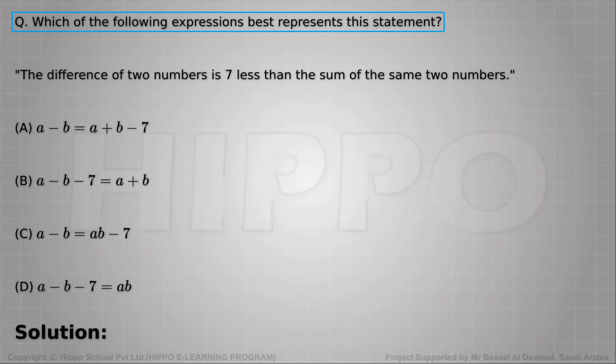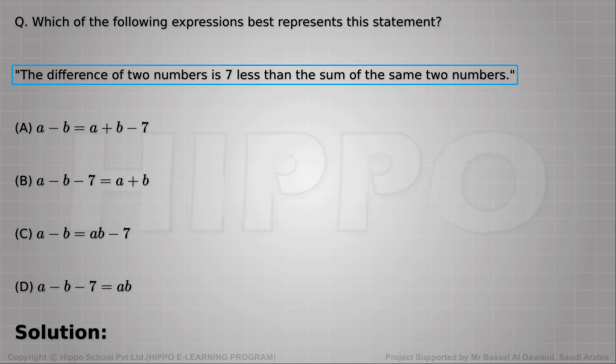Hello, class. Today, we're looking at a classic SAT problem that tests your ability to translate words into mathematics. The statement says, the difference of two numbers is 7 less than the sum of the same two numbers. Our goal is to convert this sentence into an equation and pick the right option. The key to these problems is to break the sentence down into smaller, manageable parts.